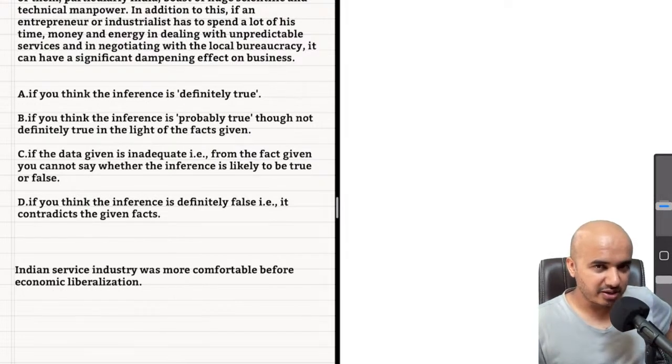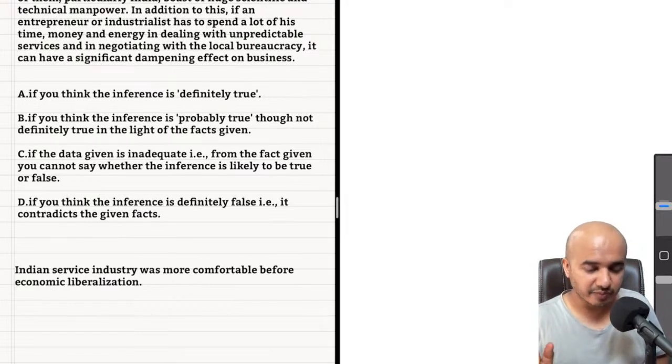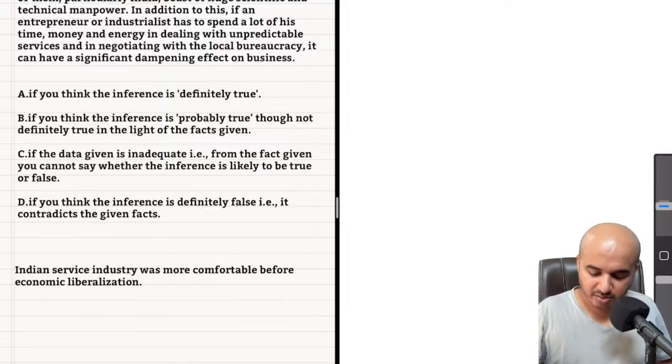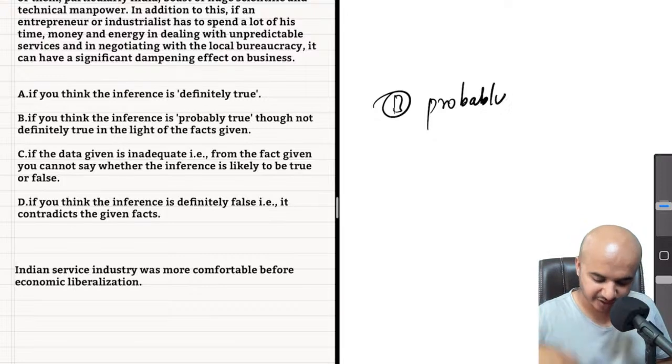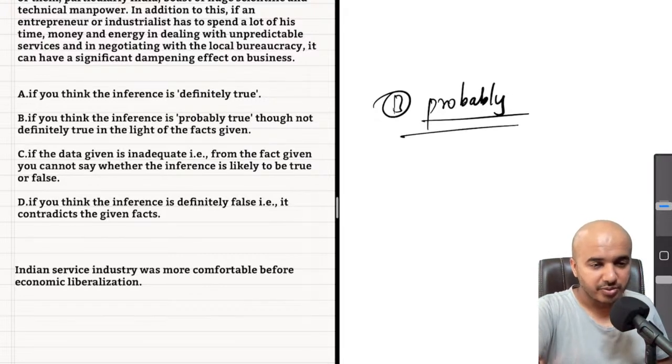If not for this, maybe they would have been still very comfortable providing below par services at high costs and taking a lot of time. But now, because of this liberalization, wherein an Indian sitting in a small city or village can get the service from someone who is sitting in US, that has actually put a lot of pressure and made them uncomfortable. So obviously, we can select option B. Probably true. We do not know for sure, but the passage definitely indicates towards this. So therefore we have selected the option B, which says probably true.